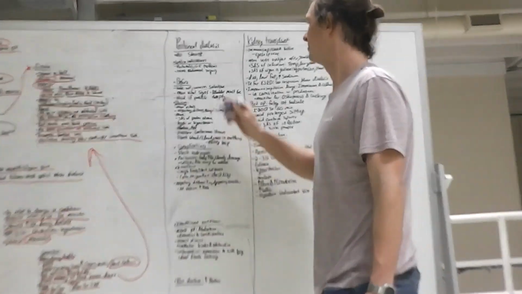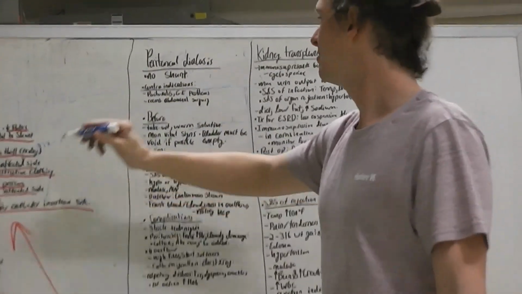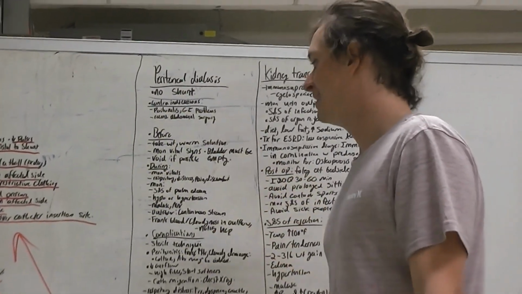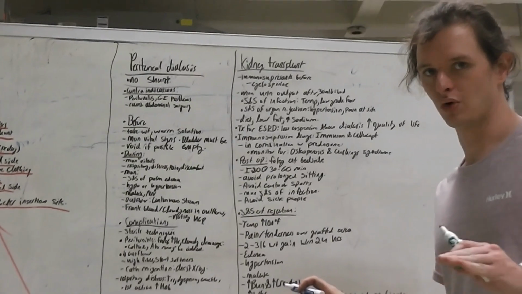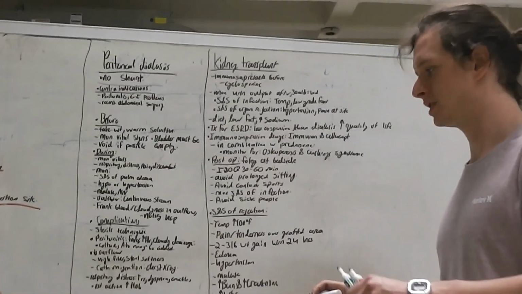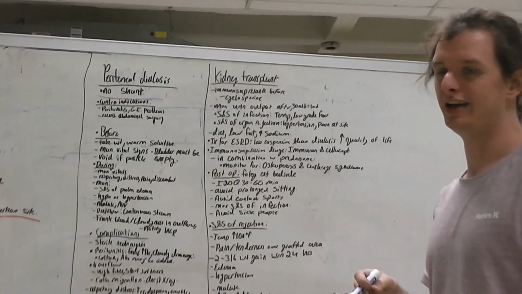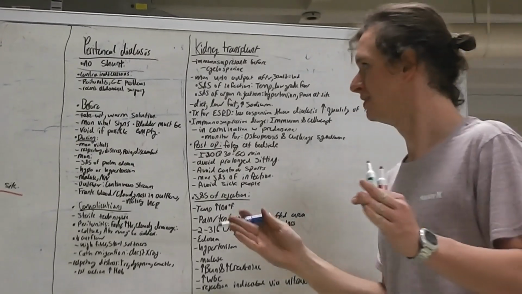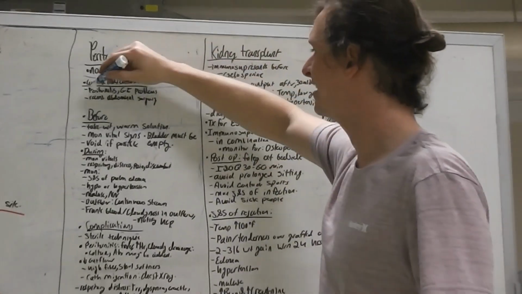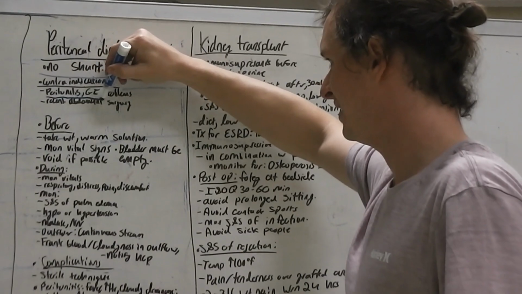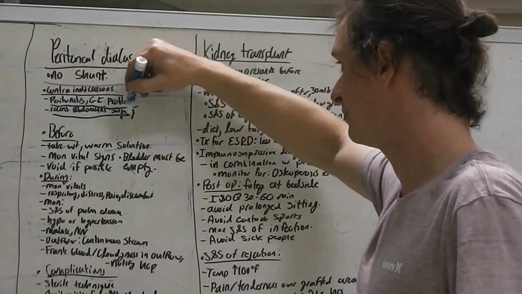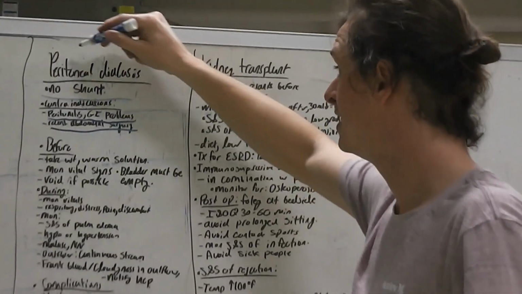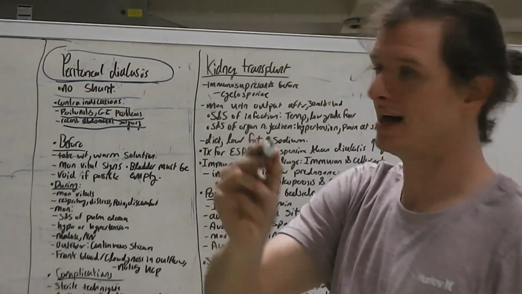Peritoneal dialysis. Basically, it's like hemodialysis, but there is no shunt. There's less information all over the board on this. So I'm going off of what little is in the book, what little is in the PowerPoint, and what little Simple Nursing said. So, no shunt. It's contraindicated in patients that have peritonitis, any GI problems, or recent abdominal surgery. So if they had any of those things, peritoneal dialysis is not for them.